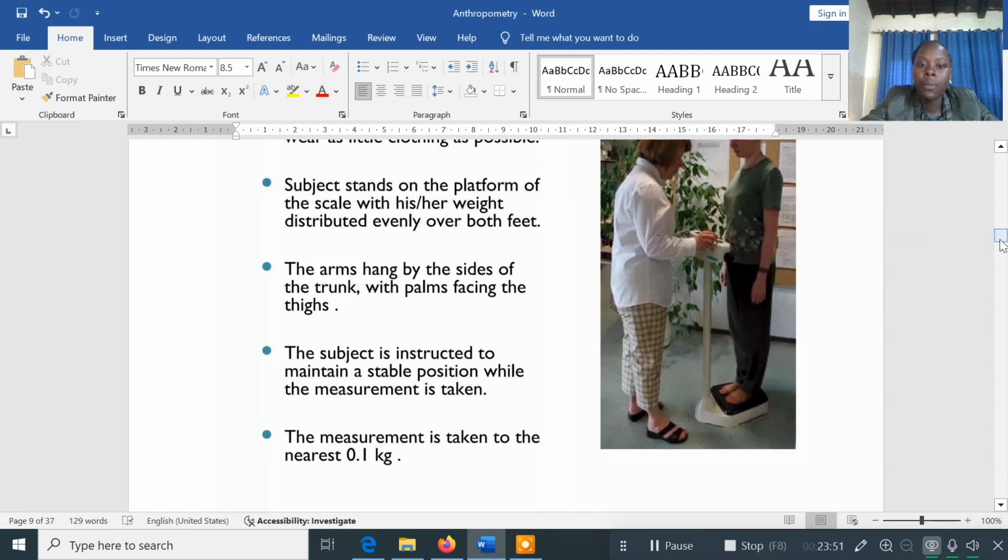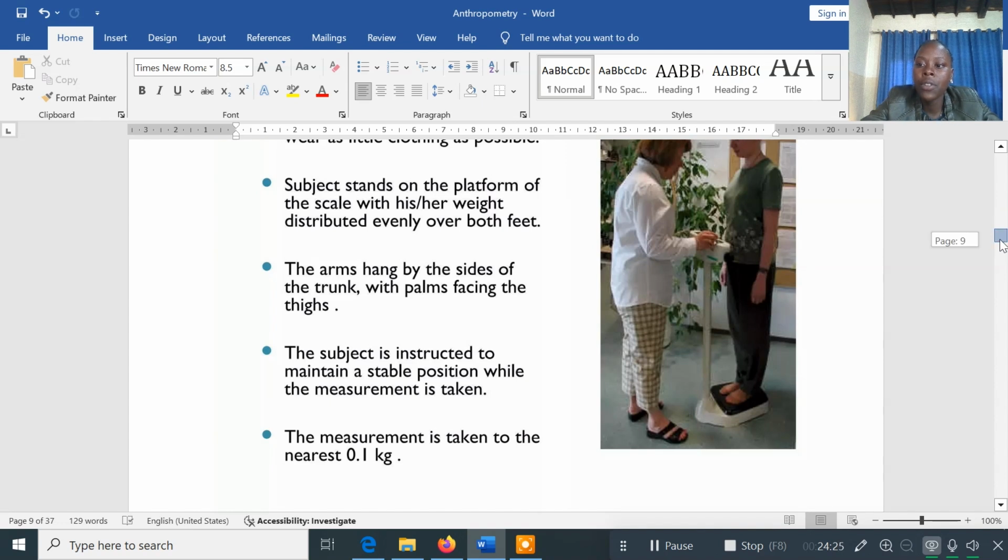So hands have to be hanging, and then the subject is instructed to maintain a stable position while the measurement is taken. So you have to always emphasize to your client to maintain a stable position. Take their weight after they have stabilized, okay? Not taking their weight as they are not yet stable. Then the measurement is taken to the nearest 0.1 kilogram.